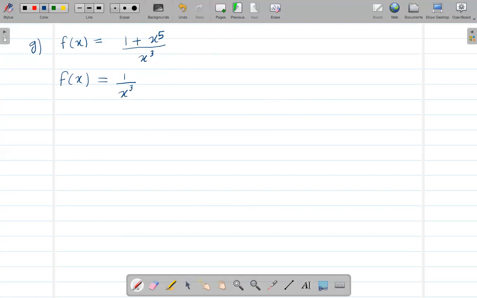So here I can write this as 1 over x to the power 3 plus x to the power 5 over x to the power 3, right? These two are the same thing. And x to the power 5 over x to the power 3 is just x to the power 2. And I can also move this to the top, which will be x to the power negative 3 plus x to the power 2. All right, there you go. Now it's easy, right? Now I can take the derivative of this.